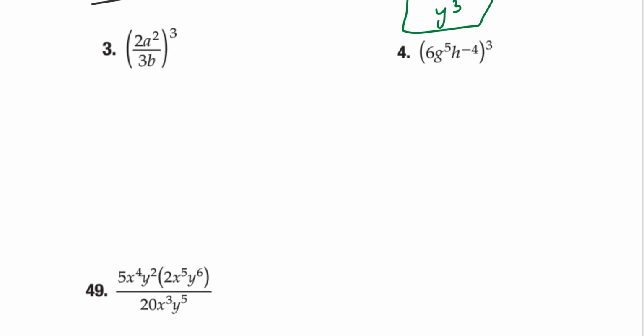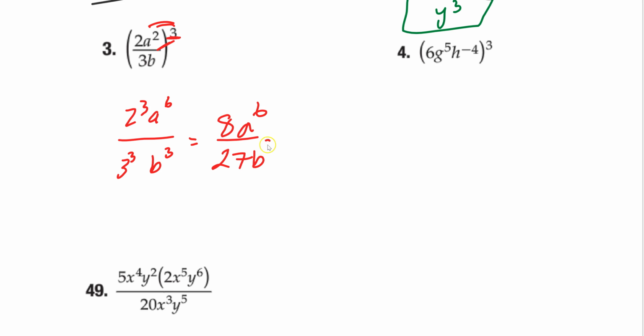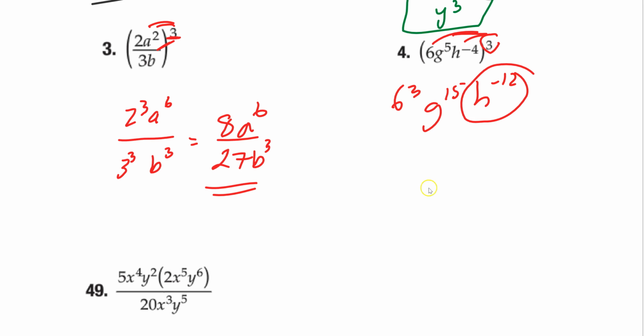If I'm doing the next one, I could distribute that 3 to everything. So it's going to be 2 cubed a^6, 3 cubed b cubed. I get 8a^6 over 27b cubed. Same for the next one, that 3, distribute to all of it. So I get 6 cubed g to the 15th power and h to the negative 12 power. A couple things I have to do here. I have to flip this to the bottom because it's negative, and I have to simplify that. So that's 216 g to the 15th all over h^12.